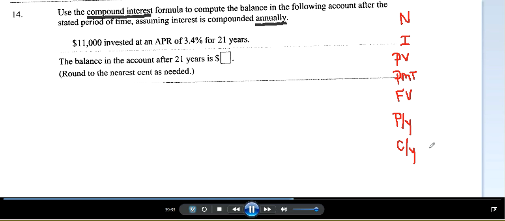When you go from one problem to another, you can type right over the old problem to get your values in there. It does not matter. Okay, so here we go. Here are my values: 11,000 invested at an APR of 3.4% for 21 years, assuming interest is compounded annually. So for the N here, this is going to be 21 years times 1 time a year. The interest is simply 3.4.